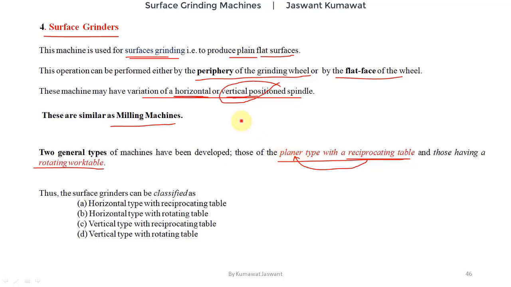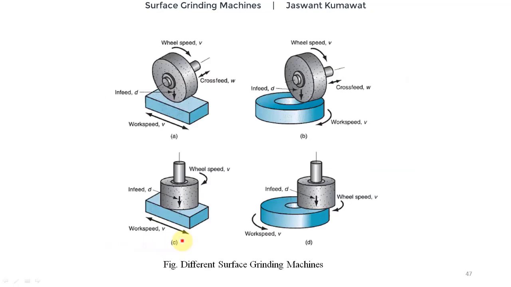Depending on variation of spindle position and type of motion of work table, these surface grinders can be classified in four groups. First one is horizontal type with reciprocating table. Second one horizontal type with rotating table. Third is vertical type with reciprocating table. Last one is vertical type with rotating table. Let's see different surface grinding machines.